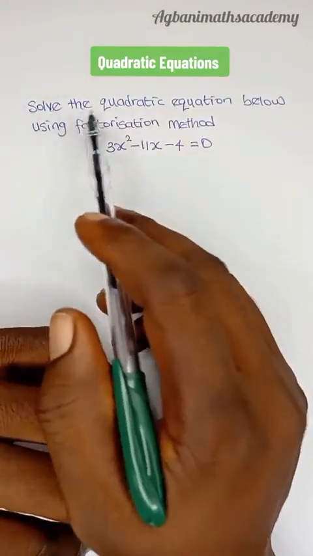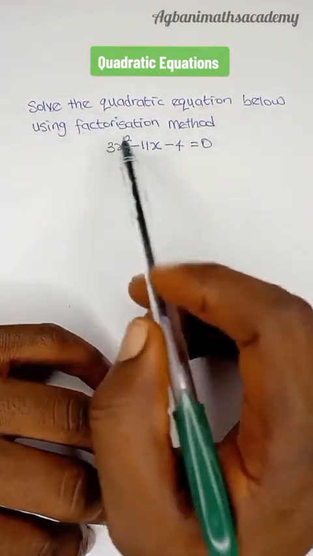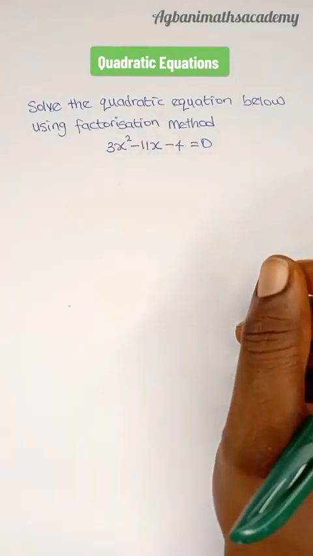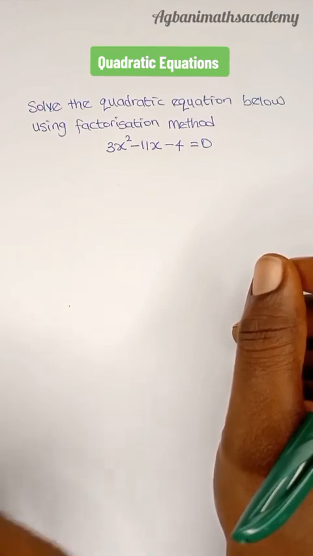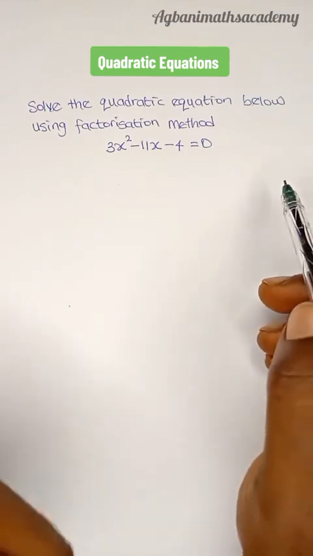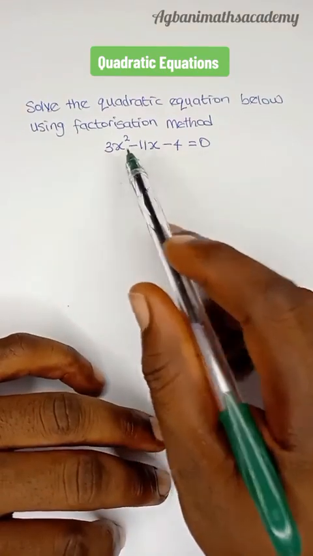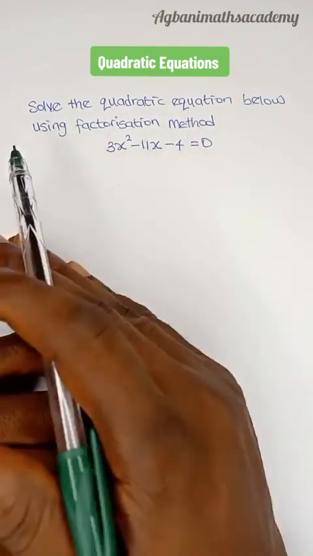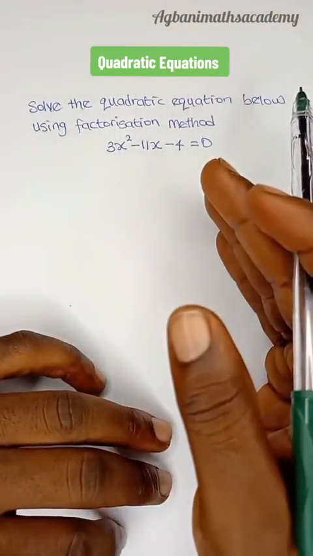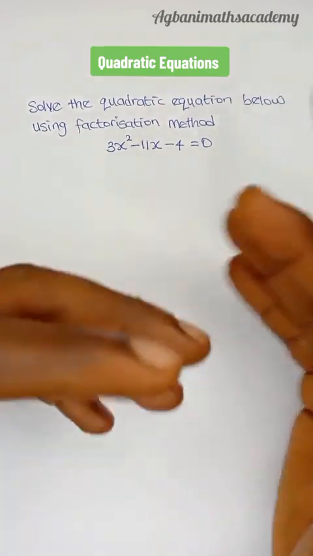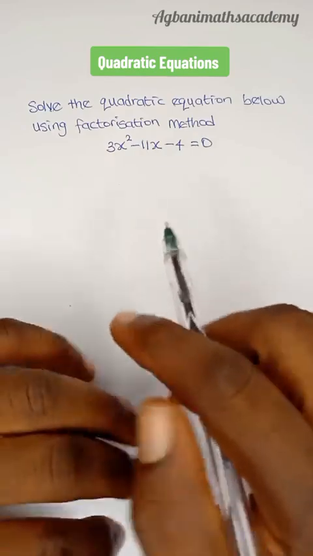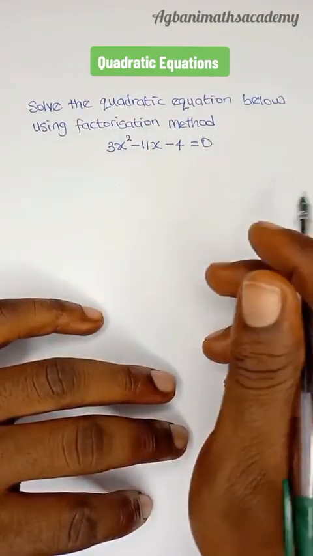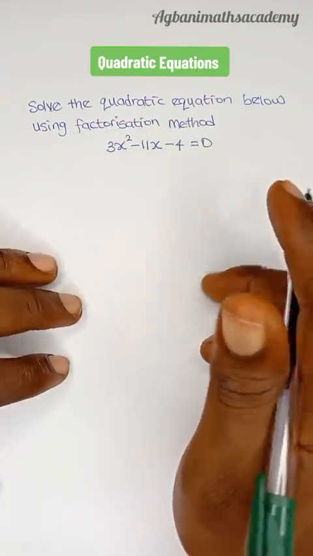We are told to solve the quadratic equation below using factorization method. Okay, so this is a problem involving quadratic equation. For us to solve this quadratic equation, it means we are expected to find the values of x that make the left side of the equation equal to the right side of the equation. There are different methods of solving quadratic equation, but in this particular video, we are going to explore factorization method. Okay, so let's go ahead to solve that.